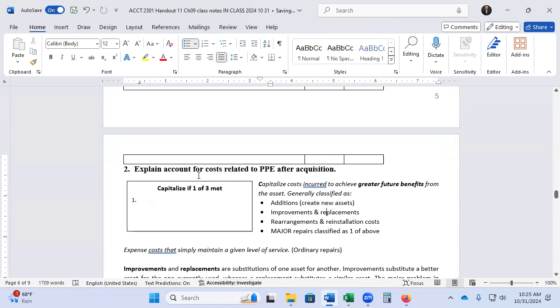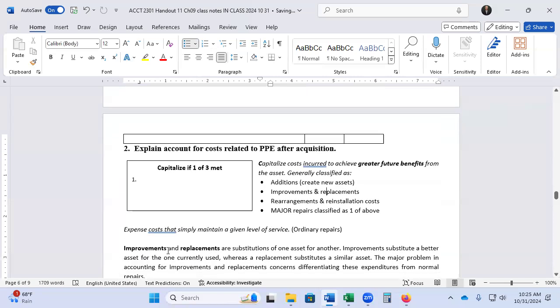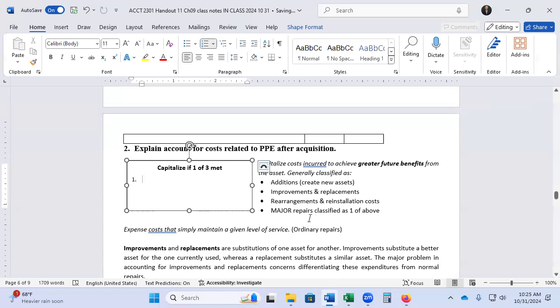Okay, so now we're talking about costs related to property, plant, and equipment after acquisition. It costs quite a bit to maintain equipment and buildings, so we have to figure out what's going to be capitalized versus what's just an ordinary expense. Costs that simply maintain the level of service, ordinary repairs and expenses, those just get expensed. So janitorial costs, cleaning costs, basic small repairs and maintenance, those don't change anything. The only time we capitalize costs is if one of these three options is met.